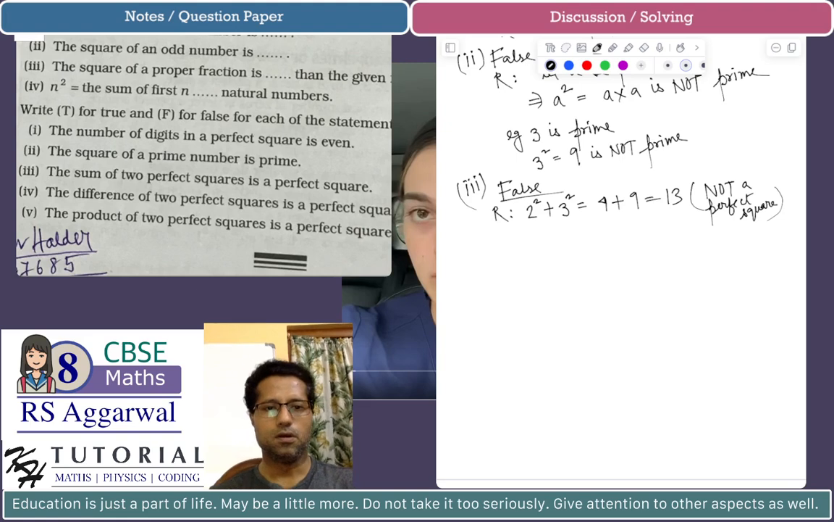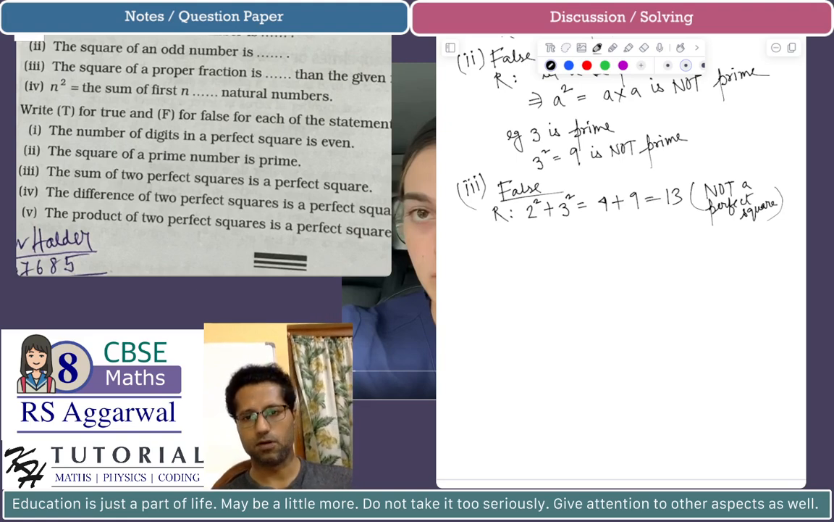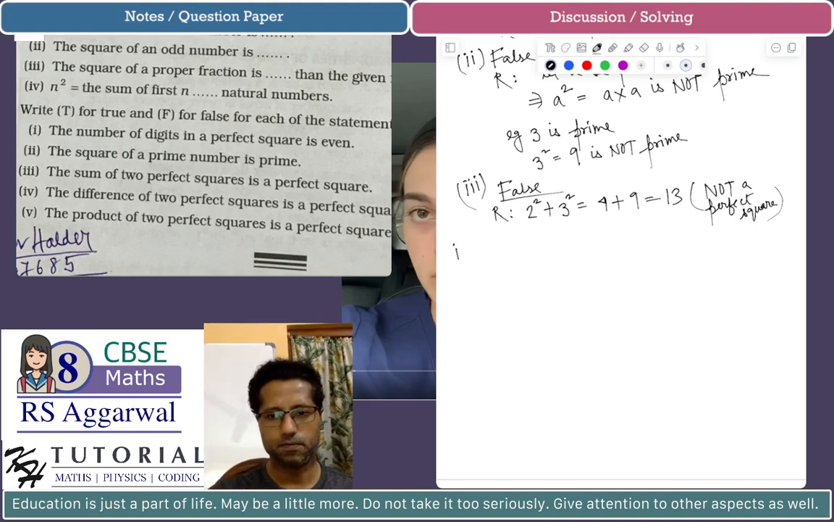2 square and 3 square, 4 and 9, they are perfect squares. So 4 plus 9, 13, is not a perfect square. So this statement is false.